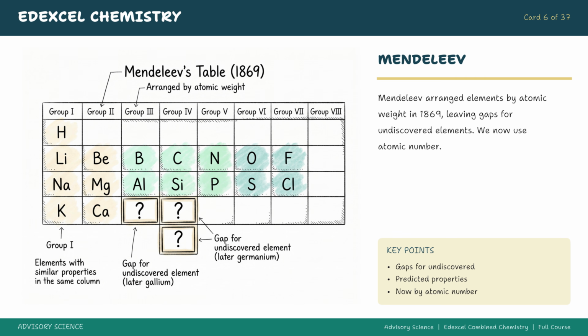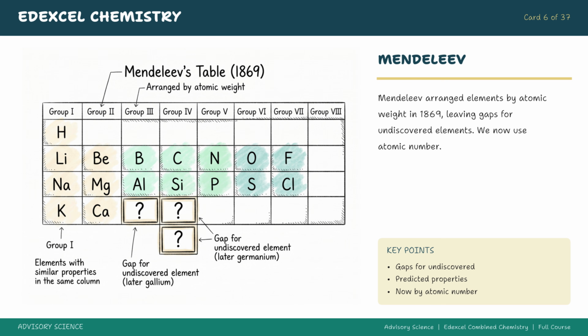Mendeleev. Mendeleev arranged the elements in 1869 in order of atomic weight, but he did something clever. He left gaps where the pattern broke, predicting that undiscovered elements would fill them later. He was right. We now arrange the table by atomic number, not by atomic weight, because that gives a tidier pattern with no exceptions. 2 marking points come up again and again. He left gaps for undiscovered elements and he predicted their properties. The modern order is by atomic number.